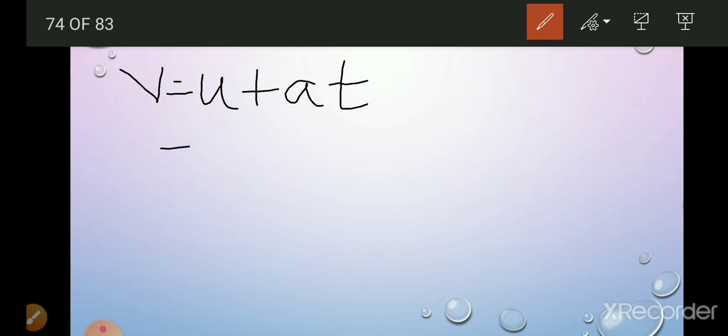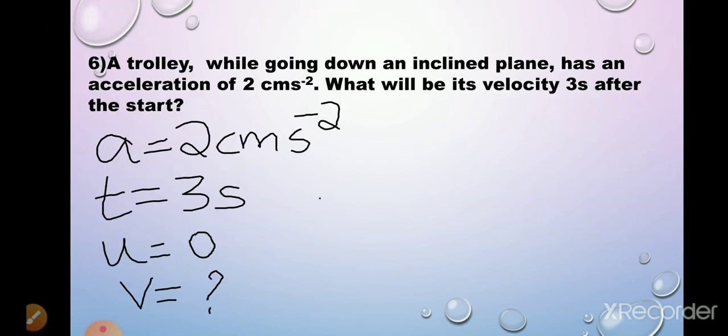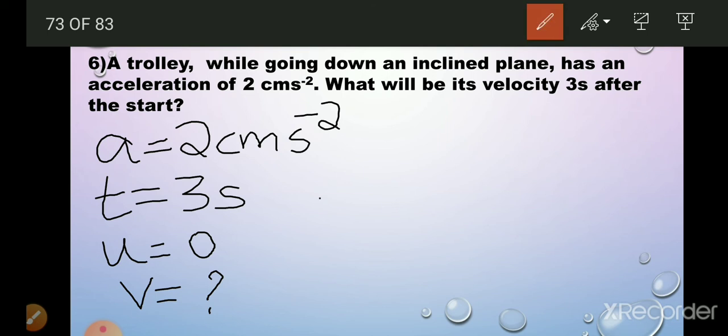So what is the value? U is equal to 0. A is given. So here A is 2 centimeter per second square. You have to convert this centimeter into meter. To convert it into meter, you have to divide. You know that 1 meter is equal to 100 centimeter. So you have to divide 2 by 100, which is 2 divided by 100 meter per second square, okay.